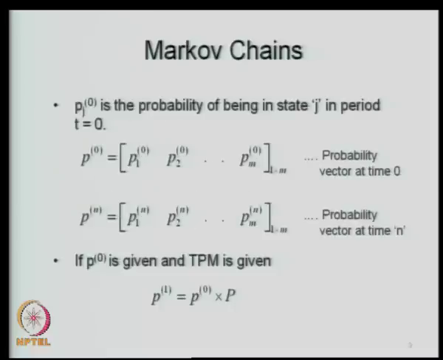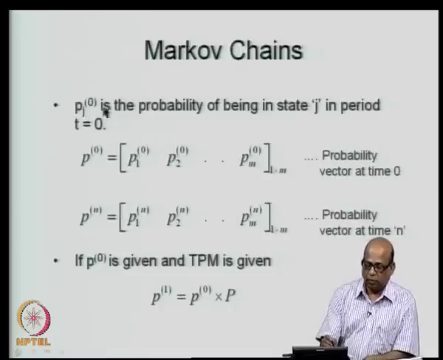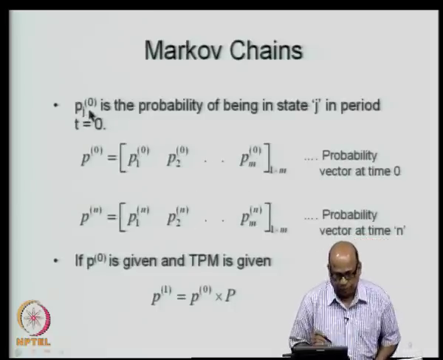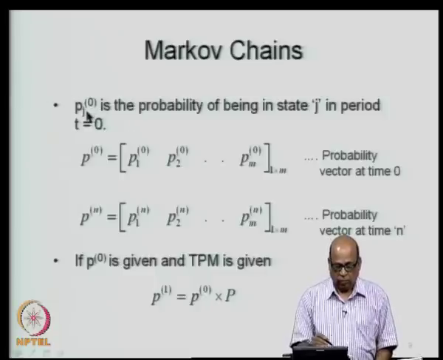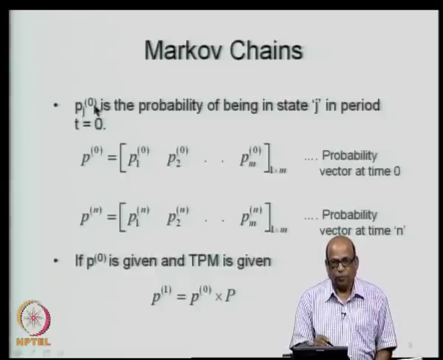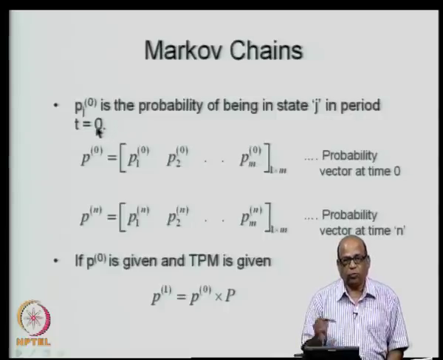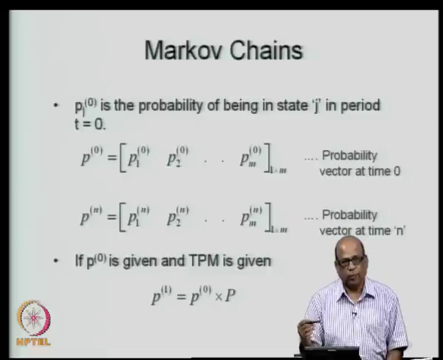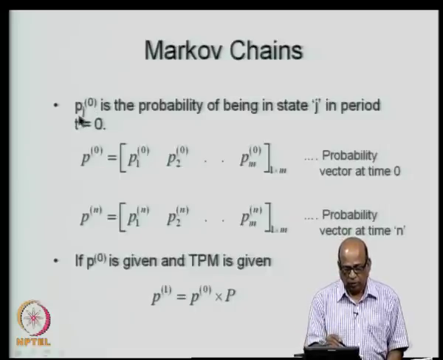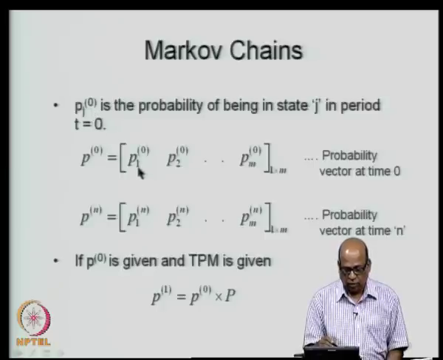How do we get this? If we are starting with time period t is equal to 0, we write p j 0 as the probability of being in state j in period t is equal to 0. j is again over a finite number of classes, j is equal to 1, j is equal to 2 etcetera. So, at period t is equal to 0, it can be either in state 1, state 2, state 3 etcetera, state m.